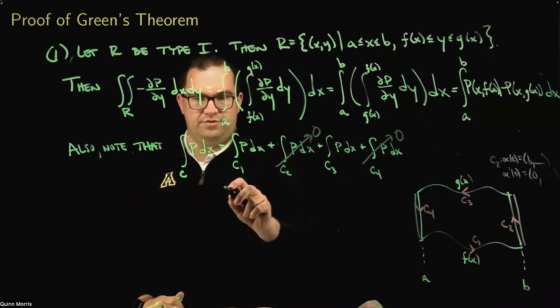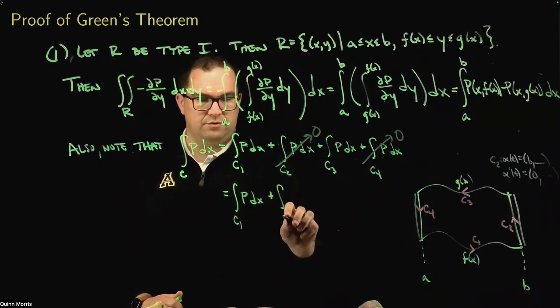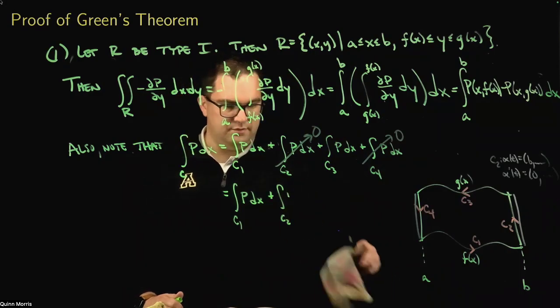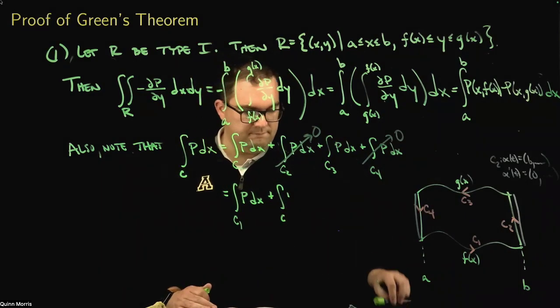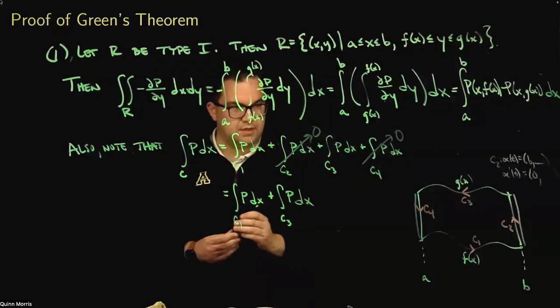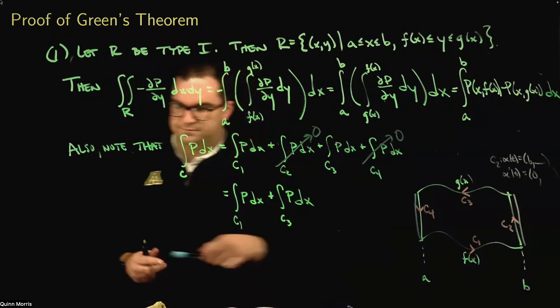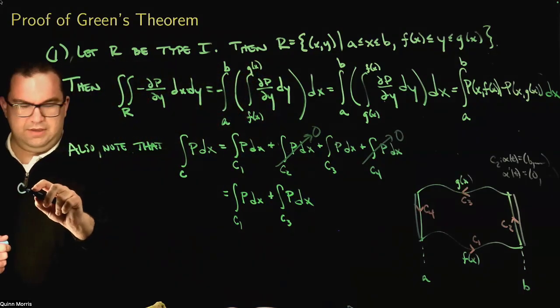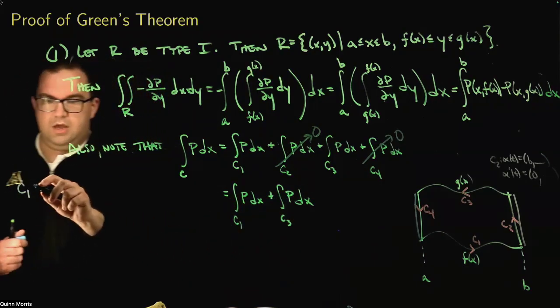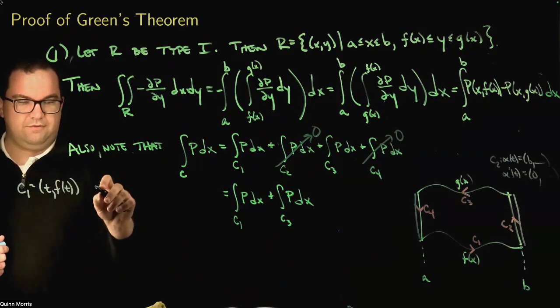So what you're left with then is the integral over C1 of P dx plus the integral over C3 of P dx. Well, let's think about what parameterizations for C1 and C3 look like. C1 is fairly straightforward. You can parameterize it as t comma f of t, for t values going from a to b.